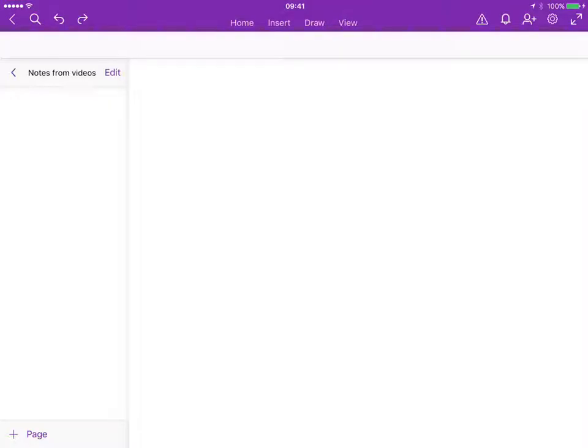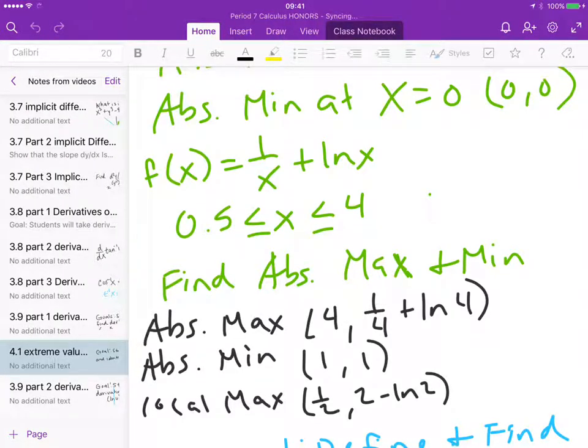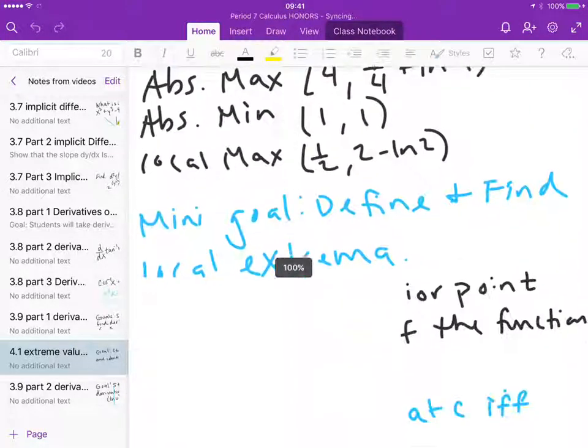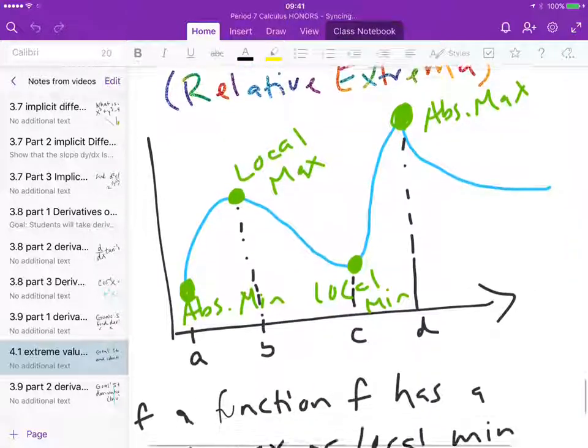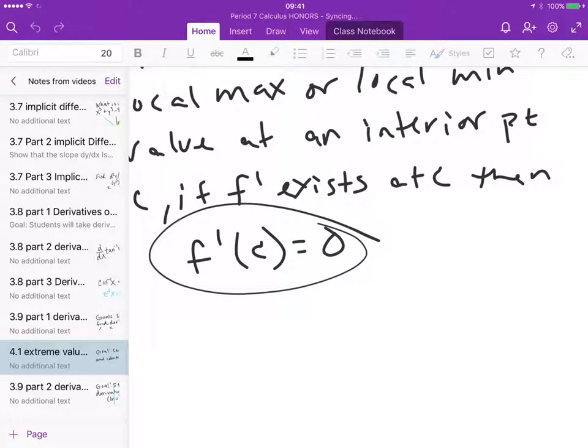If my OneNote will pop back up. I'm having some bad luck over 4.1 so far with OneNote, so we'll get this rocking here in just a sec, guys. I apologize. All right, we're back on.